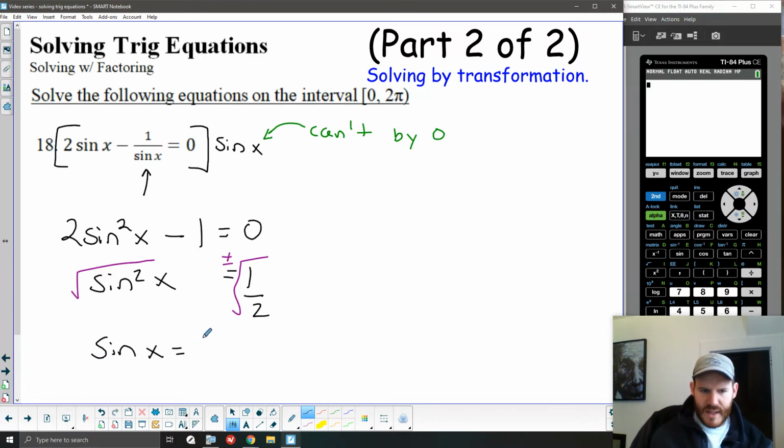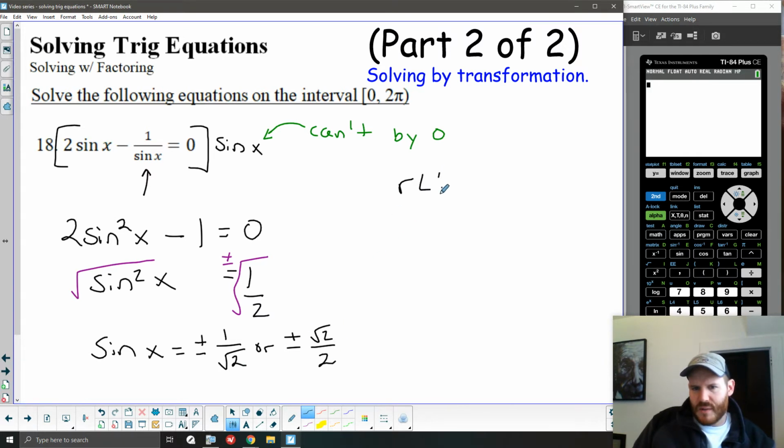So I wind up with sine x equals plus or minus the square root of 1, which is 1, over the square root of 2. You may recognize this in its rationalized form. Another way of writing this is plus or minus the square root of 2 over 2, which we could obtain by multiplying by root 2 over 2. But I mention that because it makes it a little bit easier to identify the reference angle for this problem. So I know that when sine is root 2 over 2, I have a reference angle of 45 degrees, which, since in this problem I'm trying to solve on the interval 0 to 2 pi with a radian answer, I'd write as pi over 4, the radian equivalent of 45 degrees.